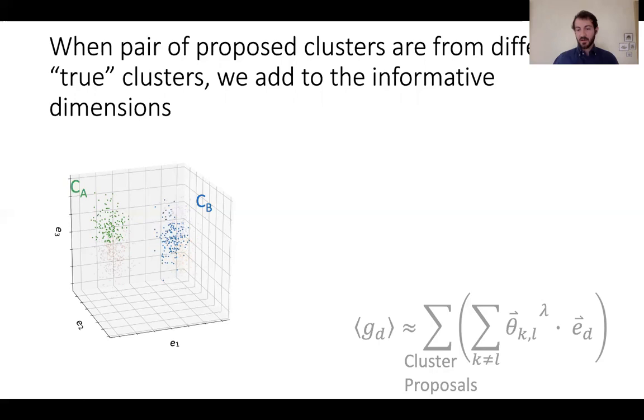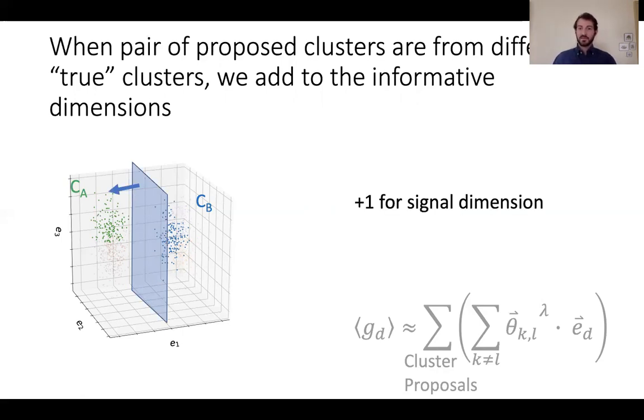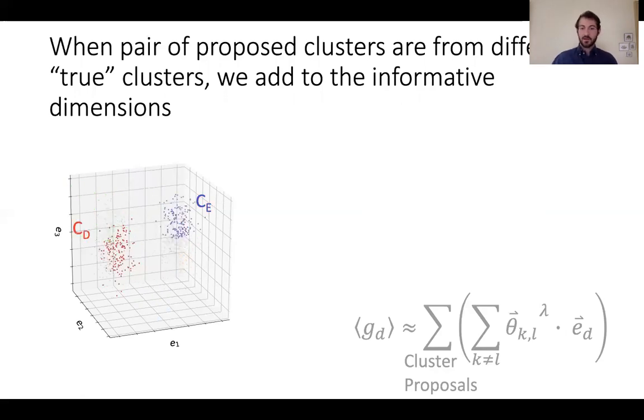To start on that journey, let's consider what happens if we take 2 clusters that belong to different pancakes. Here this green and blue cluster belong to different pancakes. So I build my classifier, and this is a good one. This lives in the signal dimension, so I'm going to add some weight to one of the dimensions that I want to be weighted highly. This is a success, and I'm summing over all of my different cluster proposals. As I move along, I get another pair that belong to different pancakes, so again I get a plane that lives in the signal dimension.